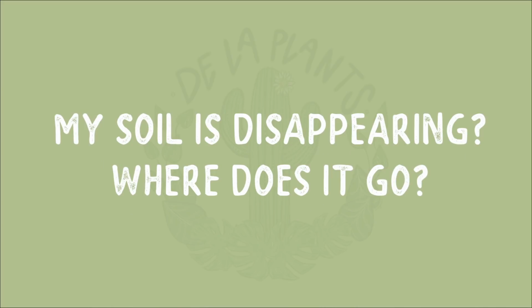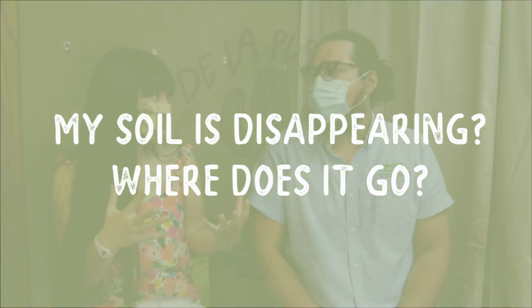Okay, that was a question that someone had: where does soil go? Sometimes you'll notice that as your plant lives on, there's less and less soil, so people wonder, are the roots eating it? Is it disintegrating? Or is it compacting?